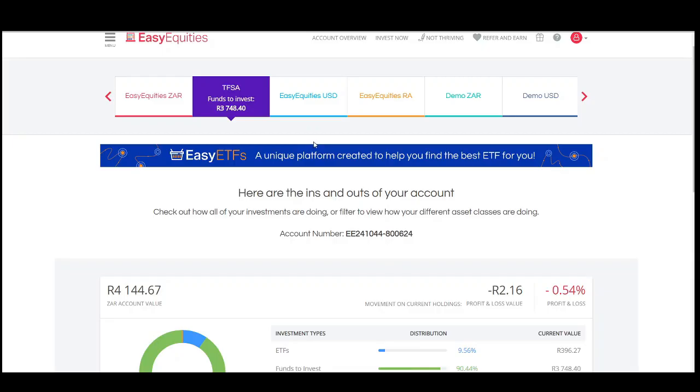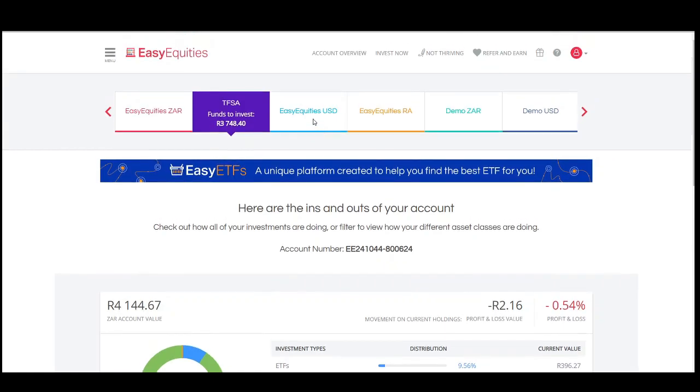Right, let's get into it. Today I want to show you how you can invest through Easy Equity using your tax free.